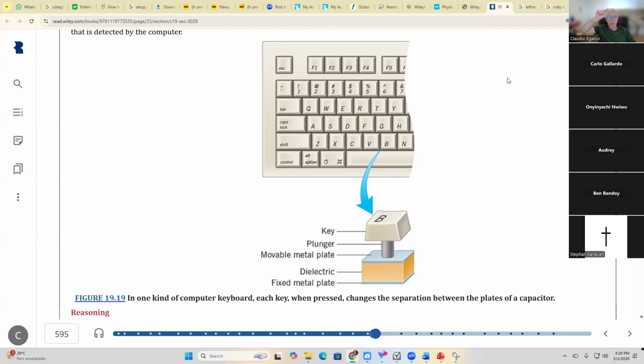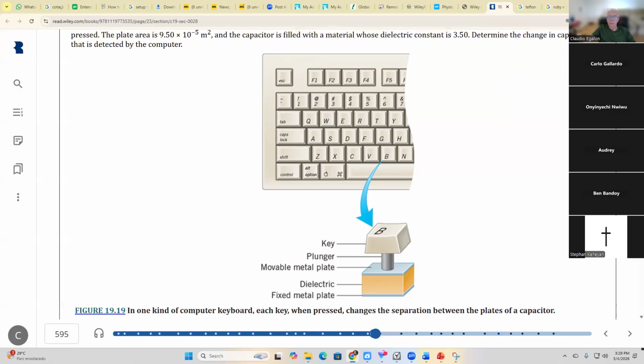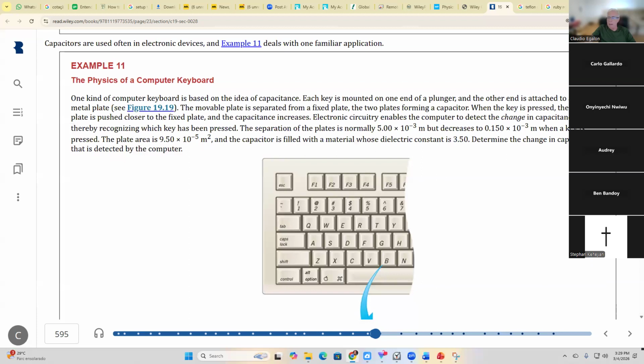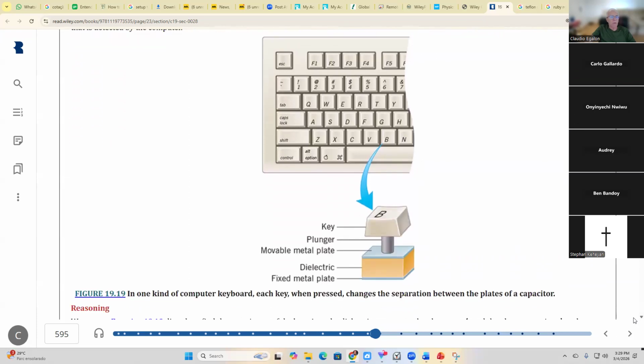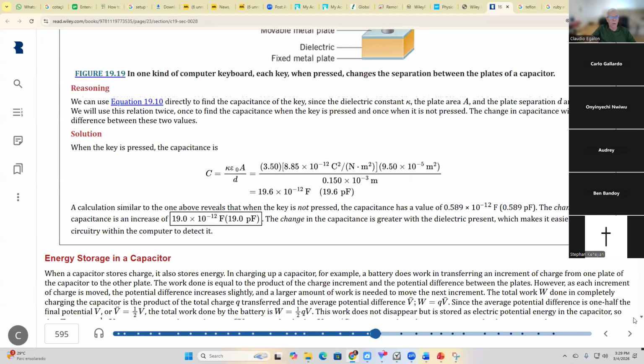Can you picture that? In one kind of computer keyboard, each key, when pressed, changes the separation between the plates. Okay? And because you're changing the separation between the plates, the voltage between the plates changes as well. So if you have a multimeter monitoring each of those capacitors, the computer will know which key has been struck. That's how we come up with the computer keyboard.